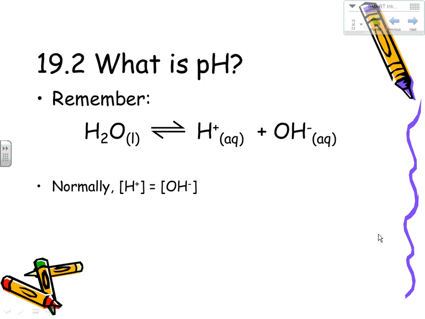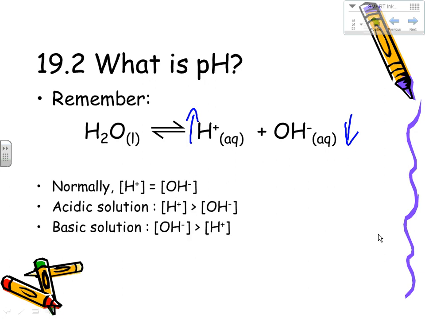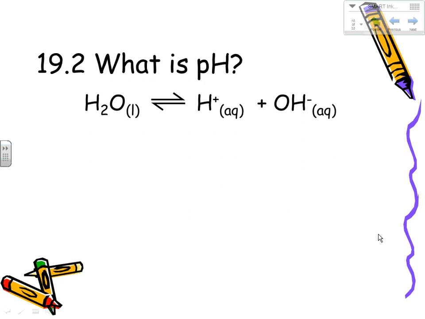But in an acidic solution, we added something that increased our H plus concentration and decreased our OH minus concentration. And therefore, we had an acidic solution when H plus was greater than OH minus. And in a basic solution, it was the exact opposite. We did something that increased OH minus and decreased H plus. And therefore, we had a basic solution. So acidity and basicity are really tied to the concentrations of these ions, H plus and OH minus.